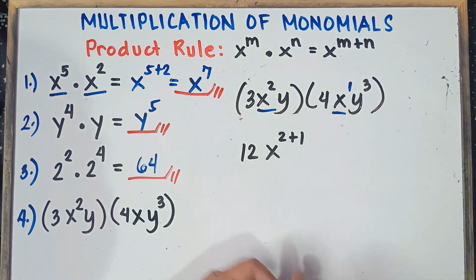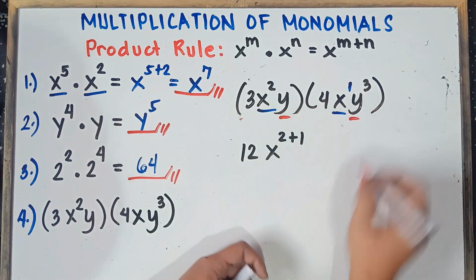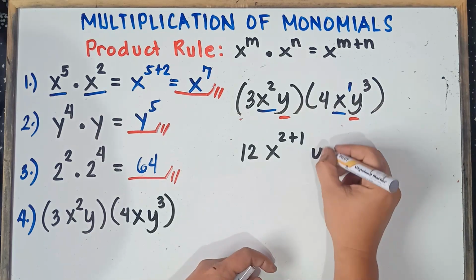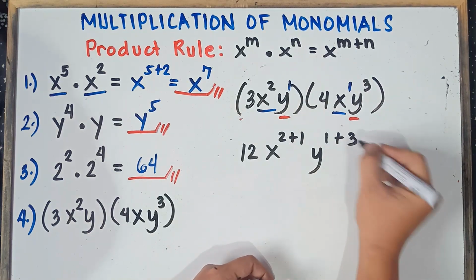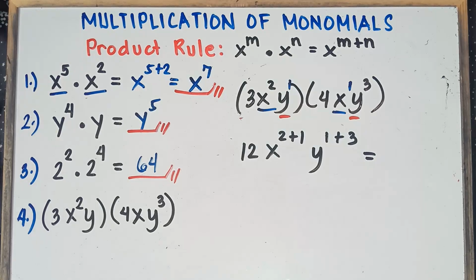And then same y, so same y. Simply copy the base for y, so copy y. And then simply add the exponent. Understood that there's 1 here, so that would be 1 plus 3. Simple as that, class. You're all set.